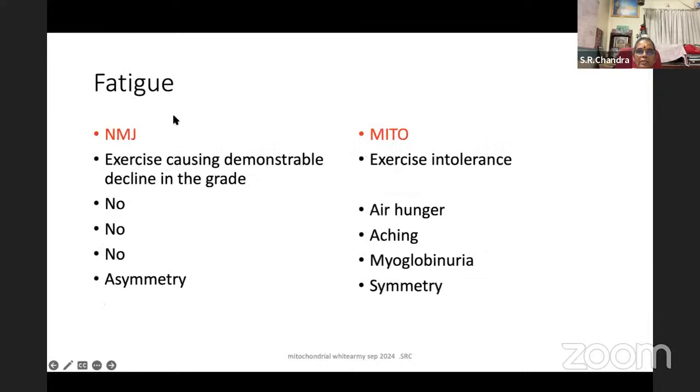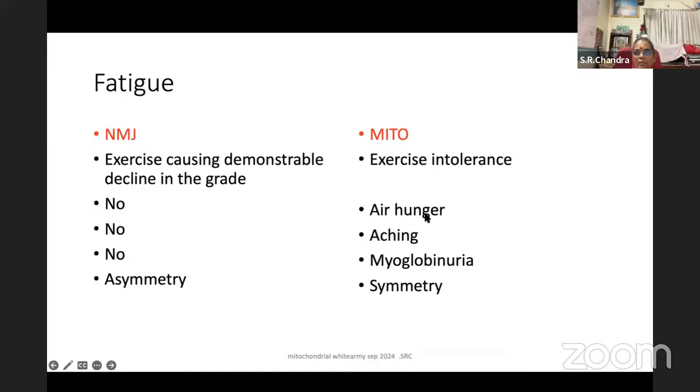So fatigue is there. So is it myasthenia? That is a common question asked. That is the neuromuscular junction, and both have fatigue. So how do we differentiate? In mitochondrial disease, there is exercise intolerance. After exercise, the patient feels very tired, but there is no drop in the power grade. Whereas in neuromuscular junction, after exercise, a drop in the power grade will be demonstrable.